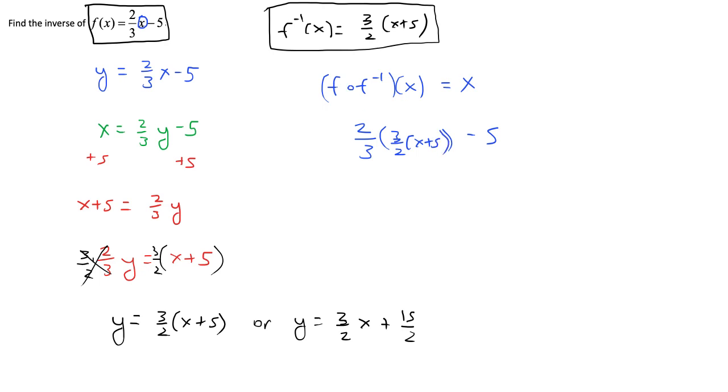And this turned out pretty nice. Check it out, see what happens. The 2's cancel out, the 3's cancel out. So we end up with x plus 5 minus 5, which just equals x. So that's how we verify that we indeed have the inverse. When you take the composite function and you simplify, you just end up with x.